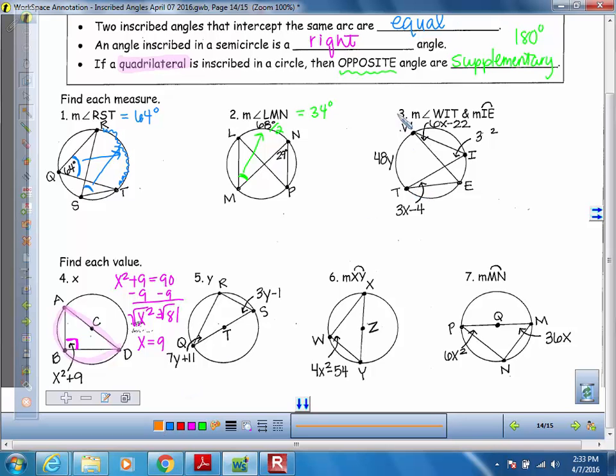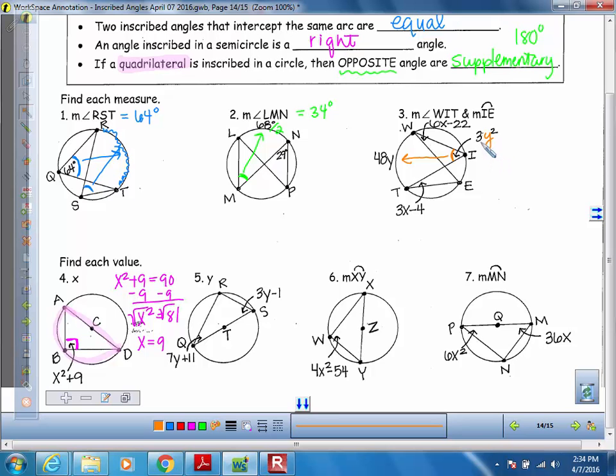All right, let's look at 3 now. In 3, they ask us to find 2 measures. One is angle WIT, so we're looking for this angle here. What type of angle is that? Is it central or inscribed? It's inscribed. And so we're looking for the arc measure across from it. What arc measure is across from it? 48y. Okay, there's supposed to be a y here. That's why there's a big space.